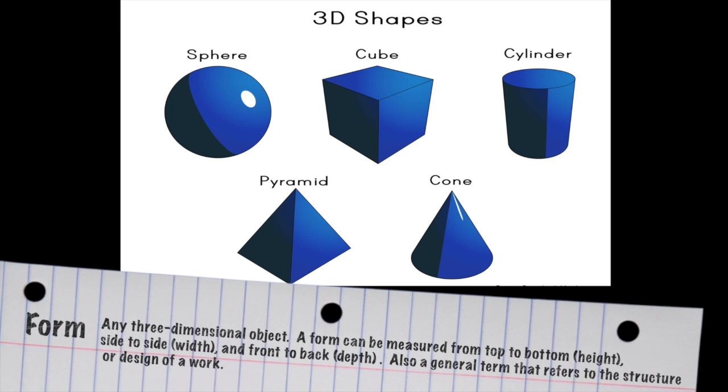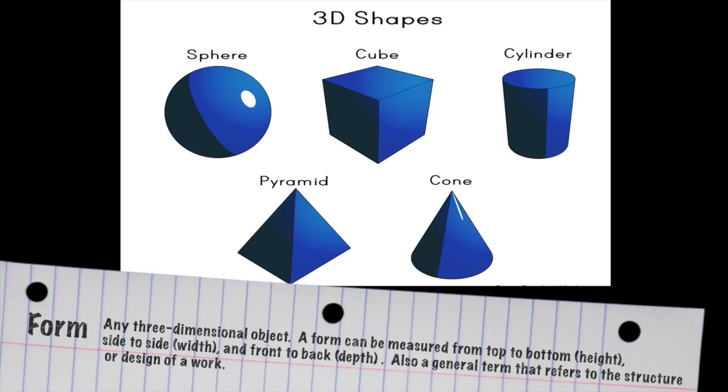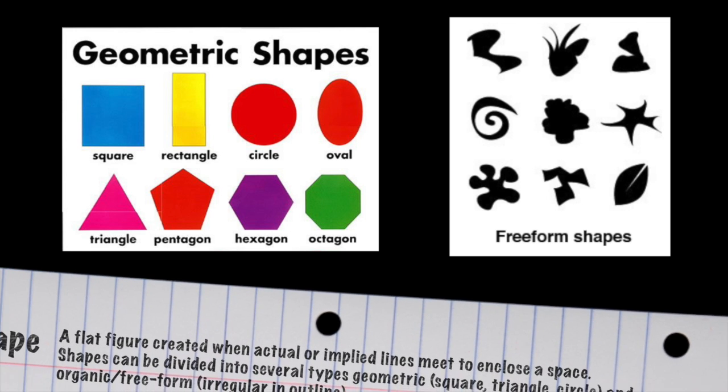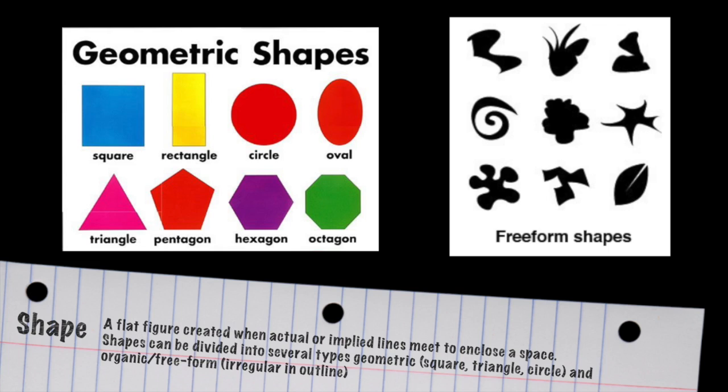A form can be measured from top to bottom in height, side to side in width, and front to back in depth. Form is also a general term that refers to the structure or design of a work. A shape is a flat figure created when actual or implied lines meet to enclose a space. A change in color or shading can define a shape.